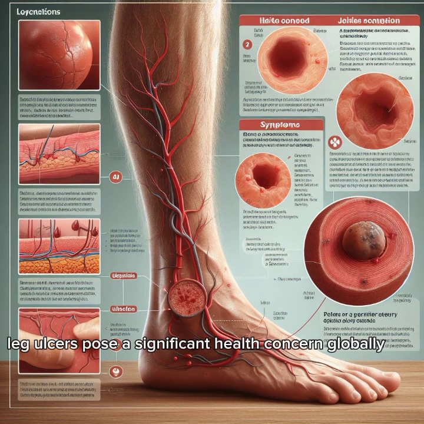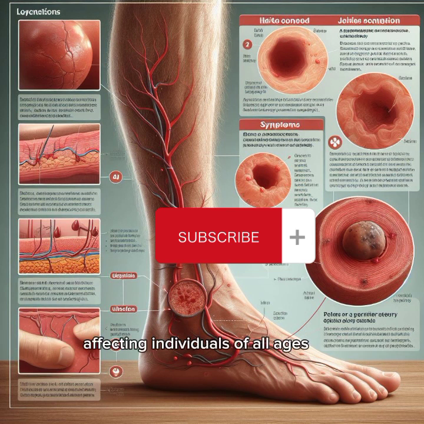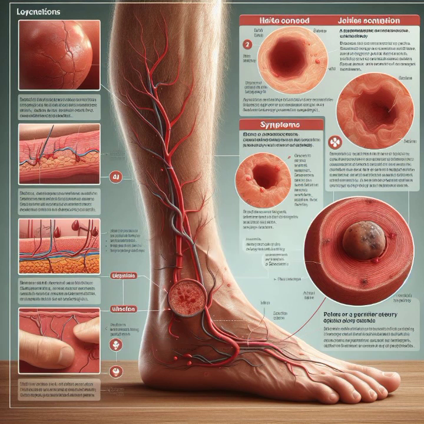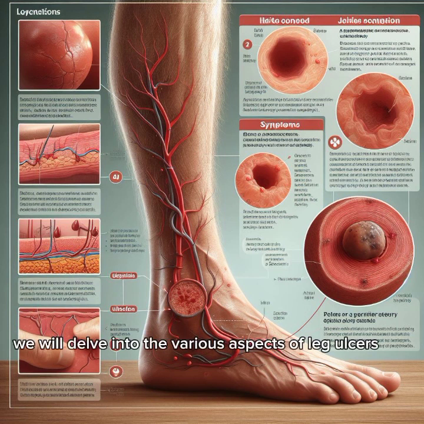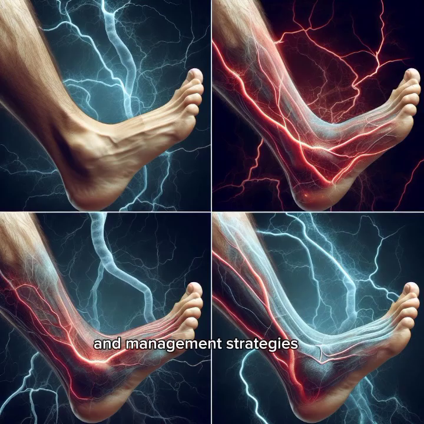Leg ulcers pose a significant health concern globally, affecting individuals of all ages. These wounds typically occur below the knee and can persist for weeks, months, or even years, leading to chronic complications. The primary cause of leg ulcers is impaired blood circulation, commonly associated with venous insufficiency, arterial disease, or a combination of both. In this comprehensive discussion, we will delve into the various aspects of leg ulcers, including their causes, types, risk factors, and management strategies.